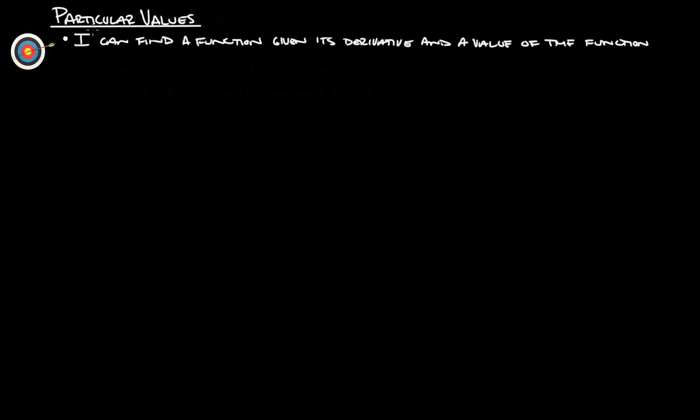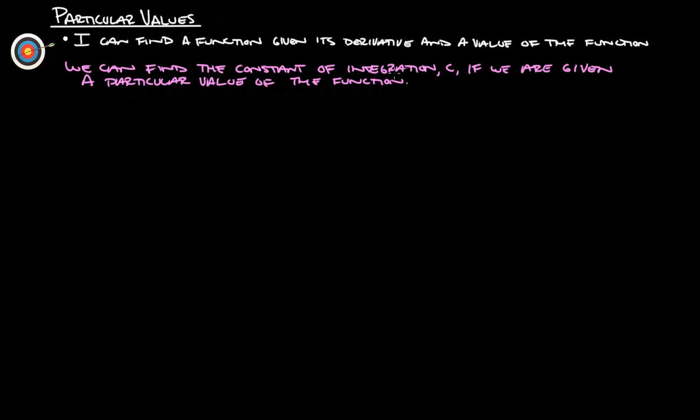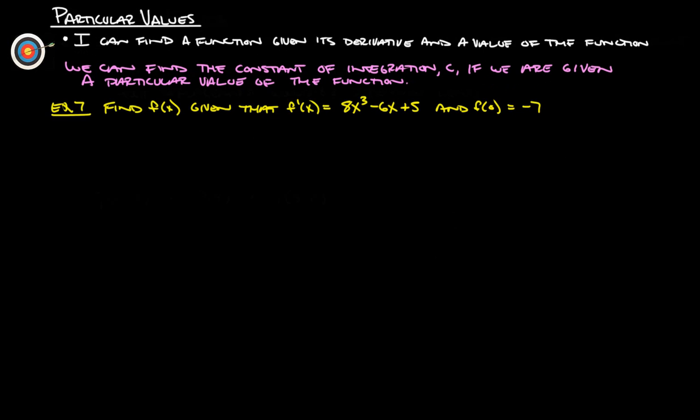I'm going to take you through the notes on particular values. At the end of this, you should be able to say, I can find a function given its derivative and a value of the function. We can find the constant of integration c if we're given a particular value of the function.